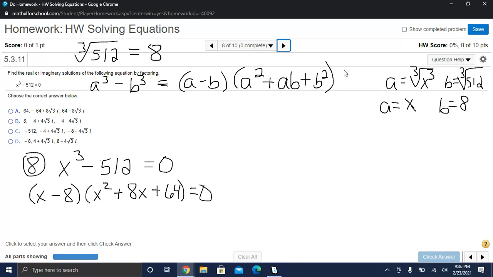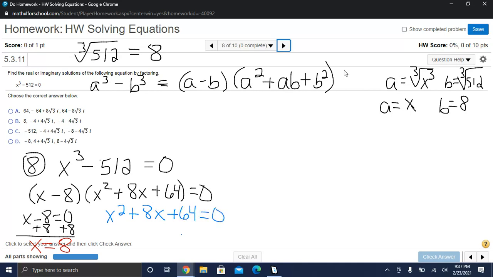Now, for the first one, I'll do x minus 8 equals 0. I can add 8 to both sides of my equal sign, and one of my solutions is going to be x equals 8. But this problem has more that has to be done, because now we need to solve this equation, x squared plus 8x plus 64 equals 0.